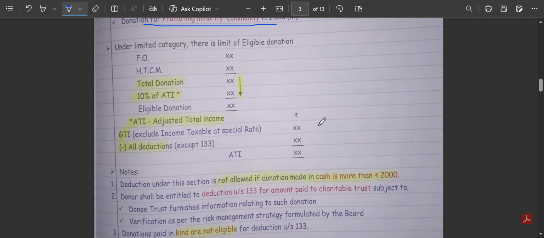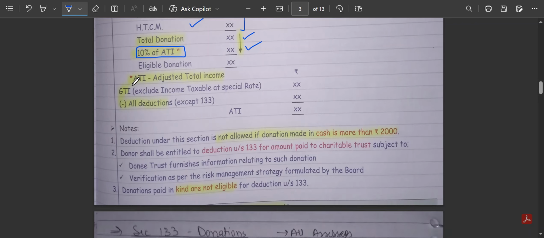Now let's try to understand what limited category means. In the limited category, we will get a deduction on a limited amount of donation, which will be a maximum of 10% of adjusted total income. First we'll check how much we donated in the 100% category and in the 50% limited category, and we'll add up that amount. Then we'll compare that amount with 10% of our adjusted total income, and whichever is lower, either the amount donated or 10% of ATI, we'll take that as the eligible donation, and for that we'll receive deduction.